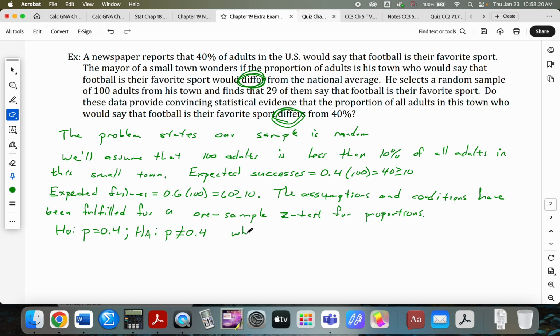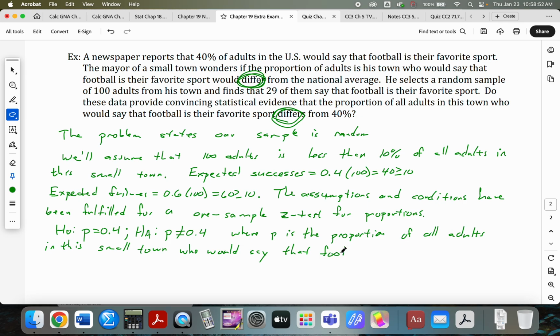All right, where p is the proportion of all adults in this small town who would say that football is their favorite sport. All right.